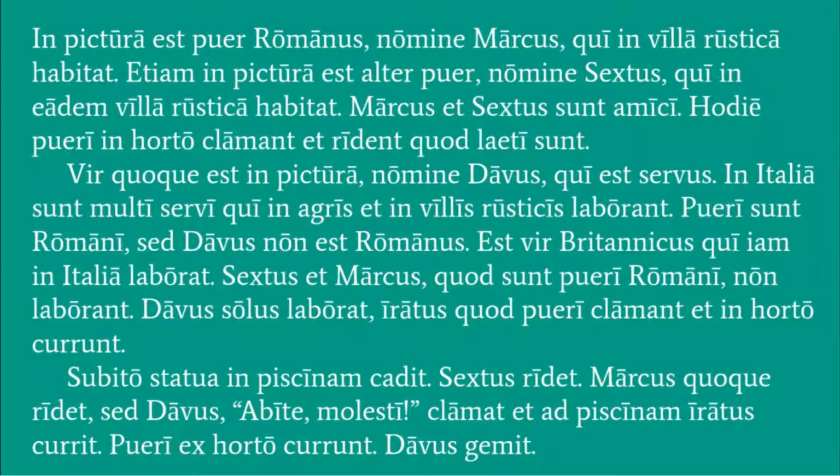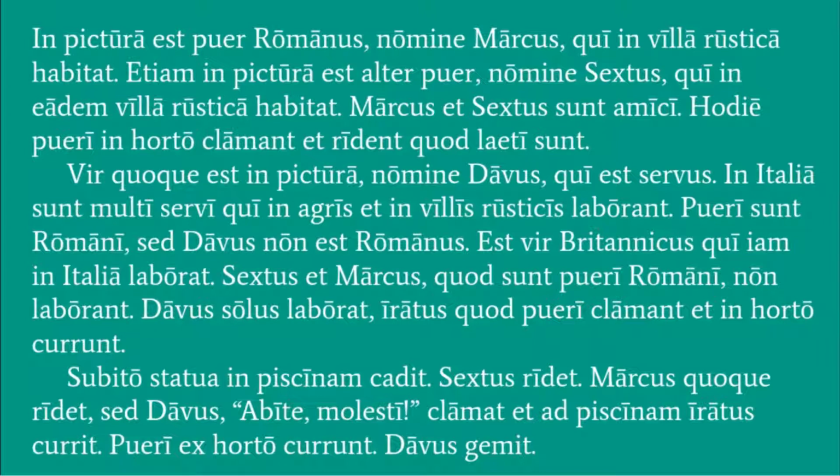The story continues. "Vir quoque est in pictura, nomine Davus, qui est servus." So also in the picture, quoque in pictura est. So also there is in the picture a vir, a man. So you could even translate it, a man also is in the picture. And it's a man named Davus, right? Now, this character, Davus, is a slave.